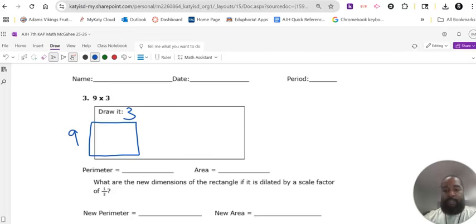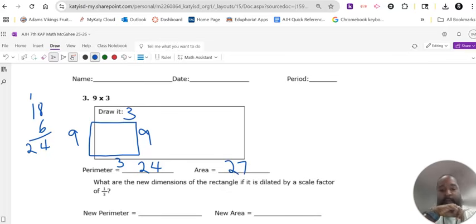We know the perimeter of this would be 18 plus 6. Okay, 18 plus 6 would be 24. And the area of this would be 9 times 3, which is 27. Okay, now it says, what would the new dimensions be if the scale factor was dilated by 1/3? Well, that means we're going to multiply both of our dimensions by 1/3, which means 9 times 1/3 would be 3, and 3 times 1/3 would be 1.